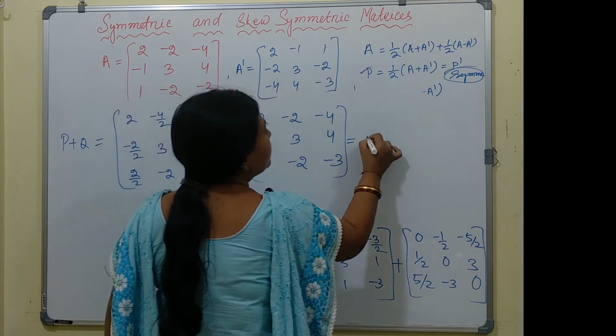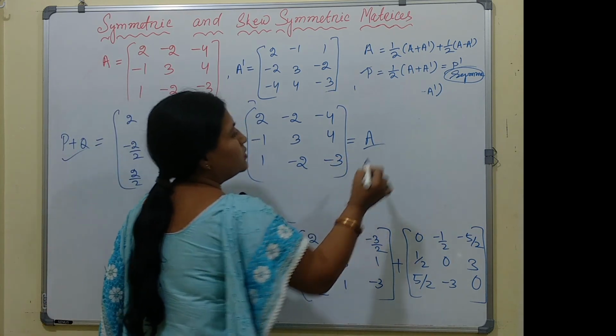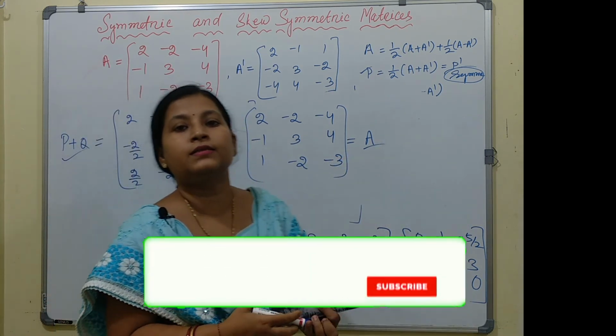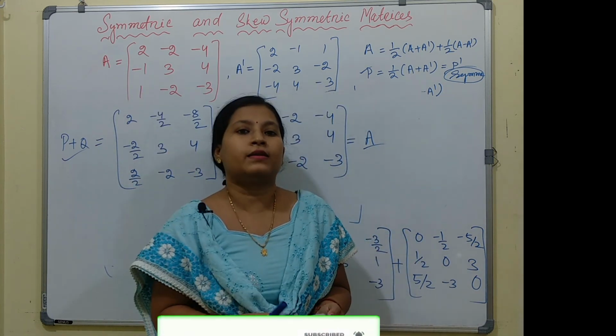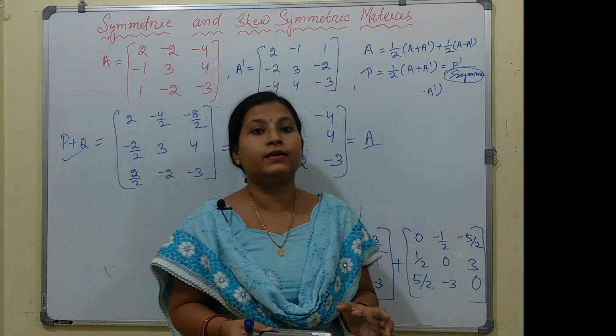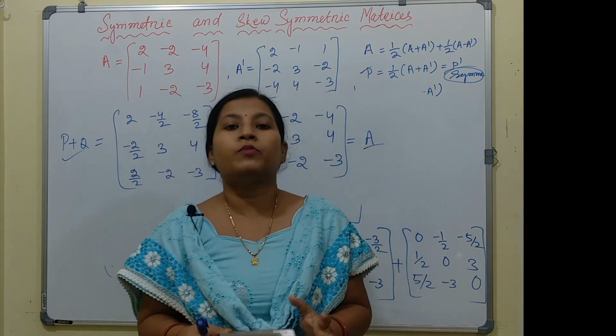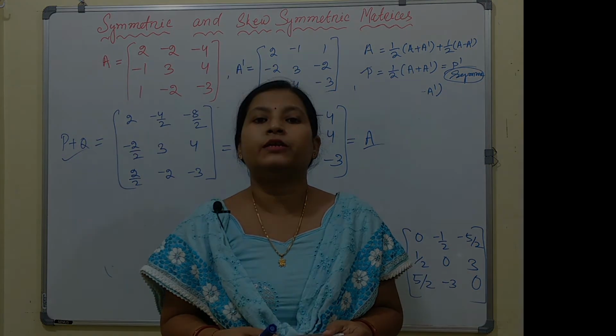Here we get this is A. So P plus Q, that means the summation of a symmetric matrix and a skew-symmetric matrix, is equal to the given matrix. So we get that any square matrix is a summation of a symmetric matrix and a skew-symmetric matrix.